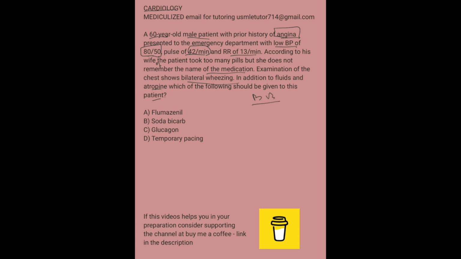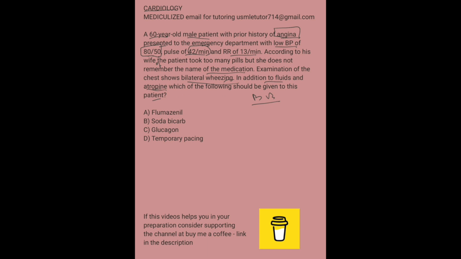Everything explains beta blocker overdose here. We have bradycardia, we have hypotension, and we have wheeze, because remember, beta blockers can cause wheeze, can cause bronchoconstriction. So let's see what else we can give. Fluids are given for hypotension. Atropine can raise the pulse, so that's why these two are given.